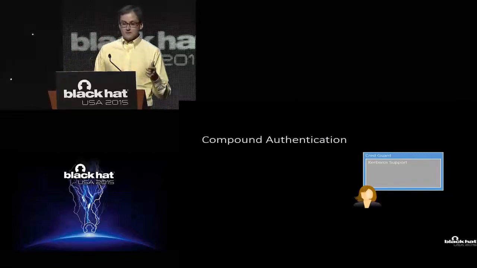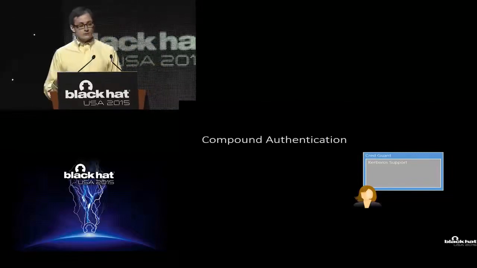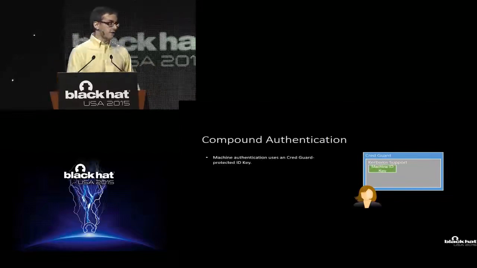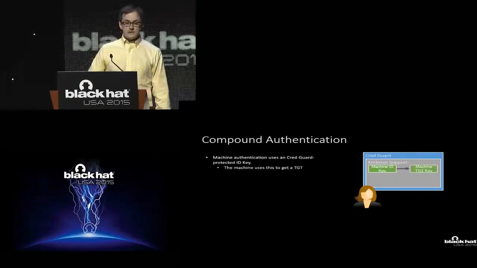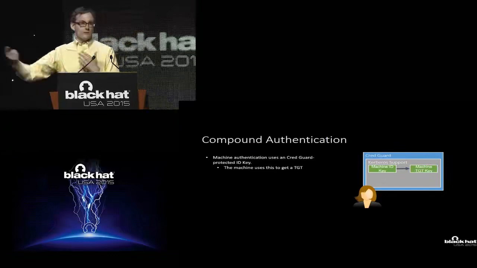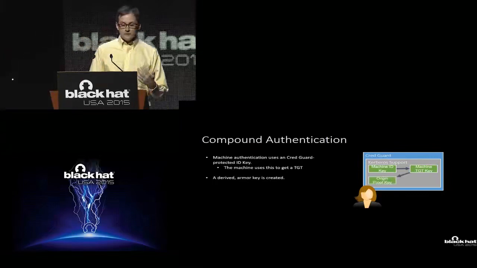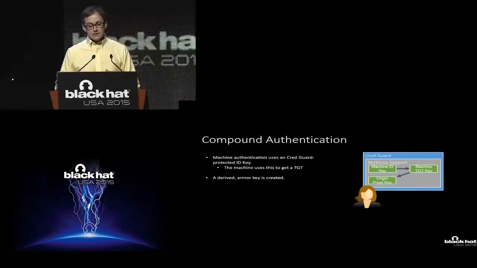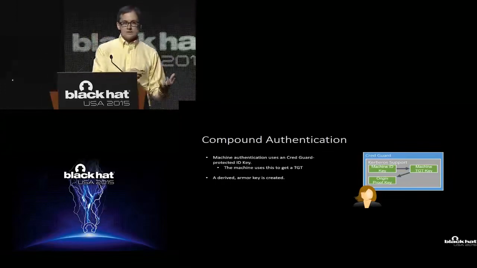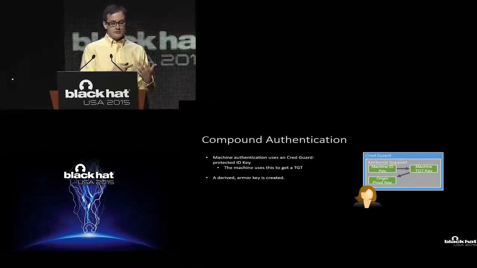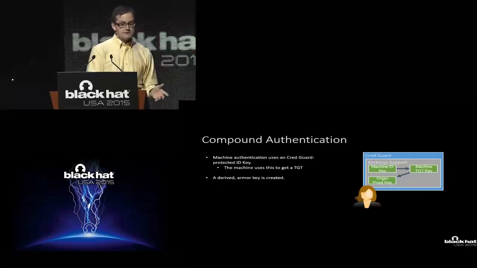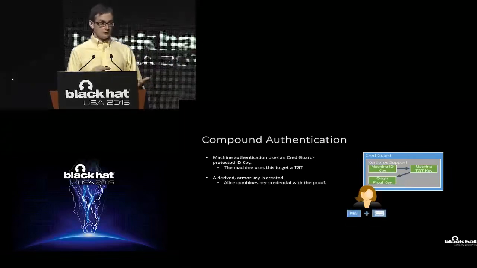So let's talk a little bit more about exactly how this compound authentication works. So first we start with the machine ID key. The machine logs onto the domain just like a user and gets a TGT and a TGT key with that credential. From the machine TGT key, we now derive what we call an armor key. It's really a sort of proof of origin key that says, yes, I'm coming from a system which has access to this machine TGT. So our user, her credential is combined with the proof of origin in order to authenticate.